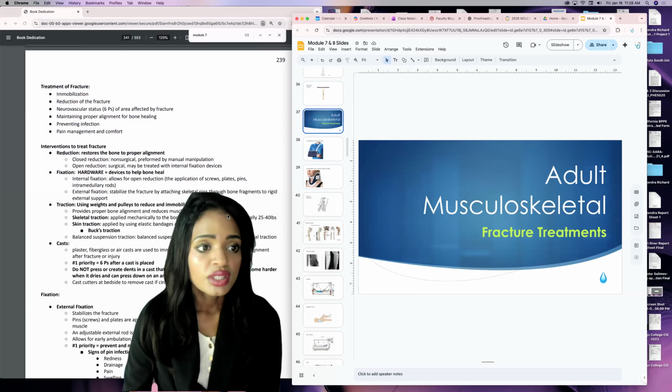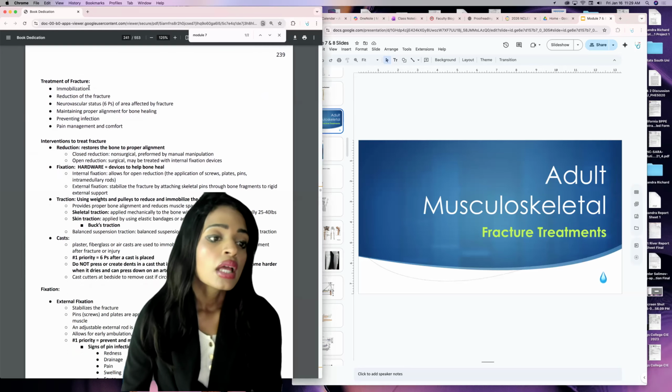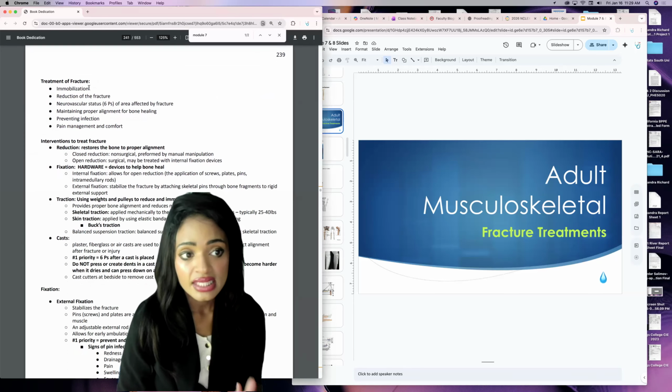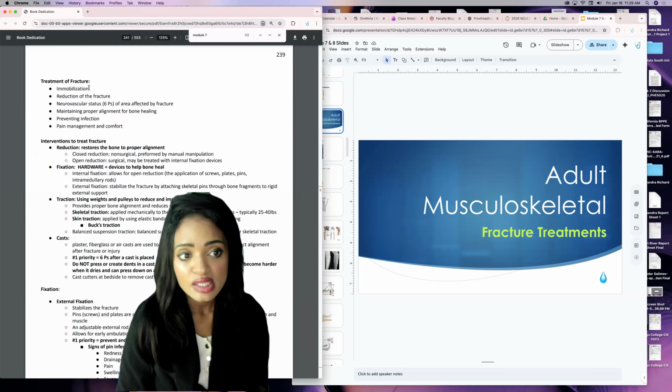Okay, so treatment of a fracture. These are different components of treating a fracture that are all essential. So immobilization, reducing the fracture, performing a neurovascular status, the 6Ps, this is essential. Maintaining proper alignment, preventing infection, and pain management and comfort.